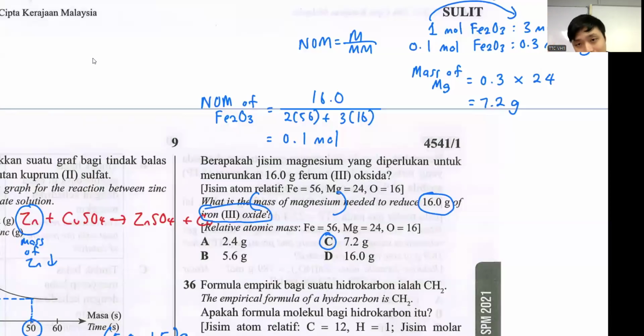This one is again just the 3 steps. First, find the number of mole. Second, find the mole ratio. Third, find the mass. Okay?